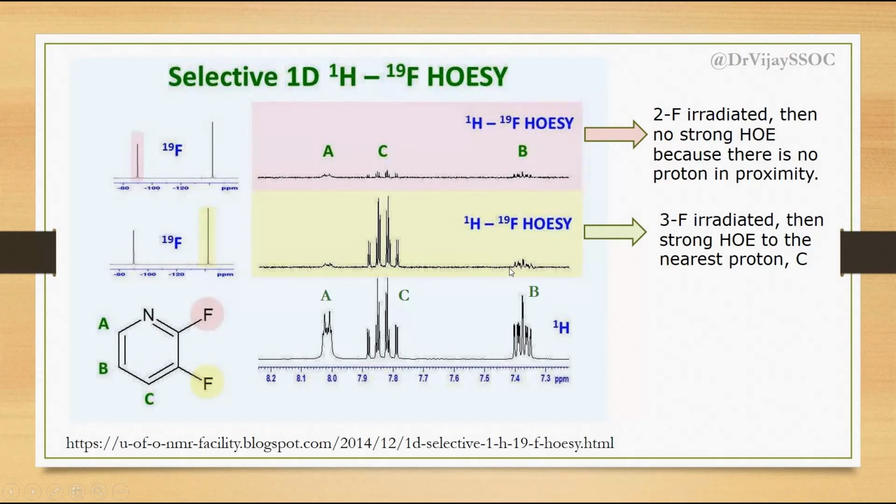But A and B show a very slight increase in the intensity. So it means this fluorine is close to the C proton. Therefore, we can say that this signal is coming from this fluorine. Okay, when they selected this other fluorine and irradiated it, they observed a very poor increase in the intensity of the other signals. You can see that very slight increase in the intensity. So it means this signal, which is around minus 90 ppm, belongs to the 2-fluoro.